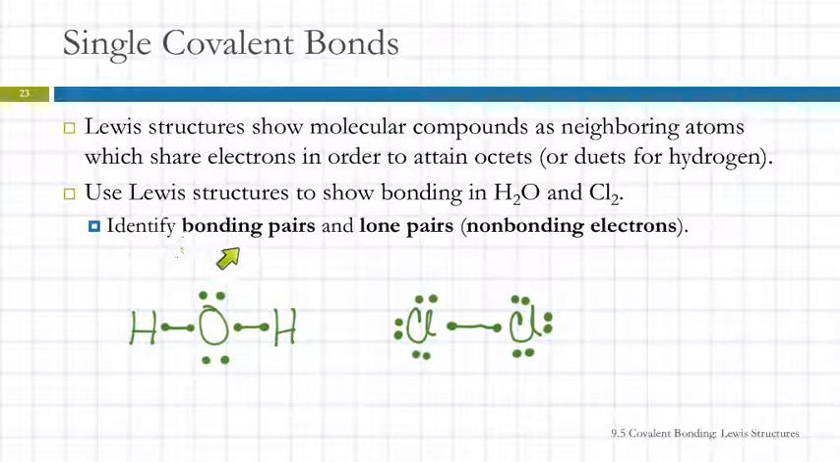So then this says identify bonding pairs and lone pairs, or non-bonding electrons. And it's important that we learn how to identify these for something we're going to do later. So we look at the water molecule, the Lewis structure for water, and we see that this pair of electrons is not being shared. It's not part of a bond. These two electrons are being shared between hydrogen and oxygen. Those are the two electrons that are forming a bond between the two atoms. So this is a bonding pair. Bonding pair. Are there any other bonding pairs in water?